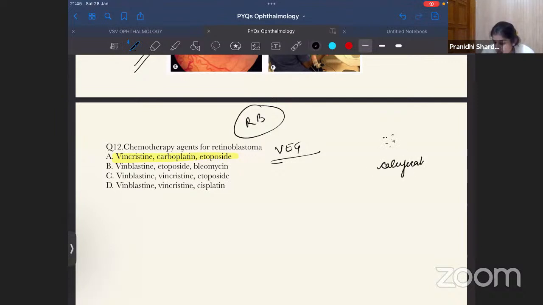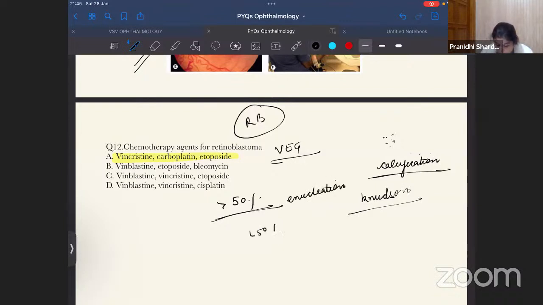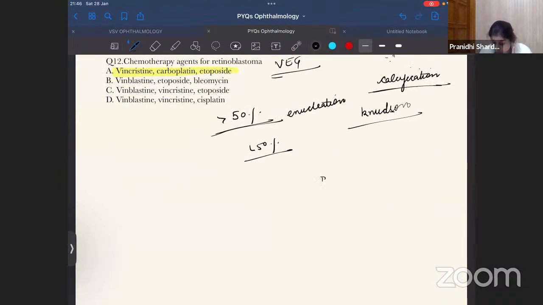How do we recognize retinoblastoma on ultrasound? Calcification is present. You have to study the Knudson two-hit hypothesis. You have to study the treatment, just the chemotherapy. When do we go for enucleation? When the tumor has occupied more than 50% of the globe, we go for enucleation. If it is less than 50%, we go for chemo and cryo. So you have to study the whole of retinoblastoma. Differential diagnosis of retinoblastoma is very, very important. White reflex, these are important.